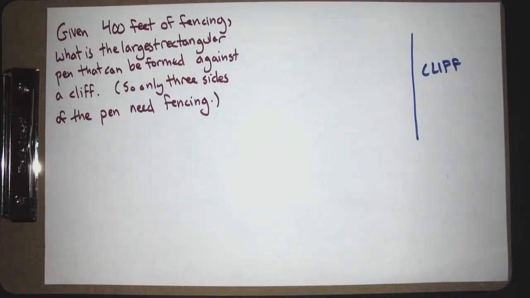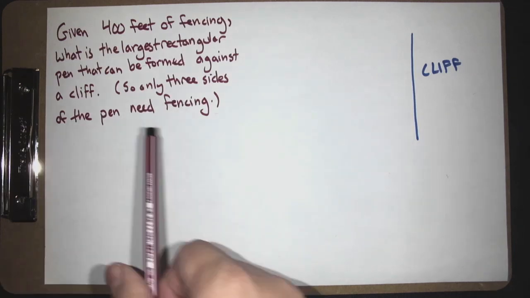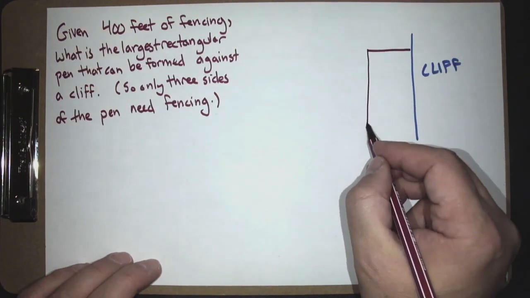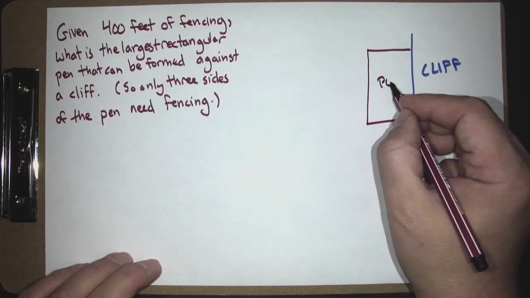So the nice thing about a cliff is it makes a natural boundary. And when we're thinking about a pen, we're trying to bound something. We're trying to have this bounded region. Like, for example, we're trying to keep animals inside. So we need only 3 sides of the pen that have fencing. So it's probably going to look something like this. So here's our pen.